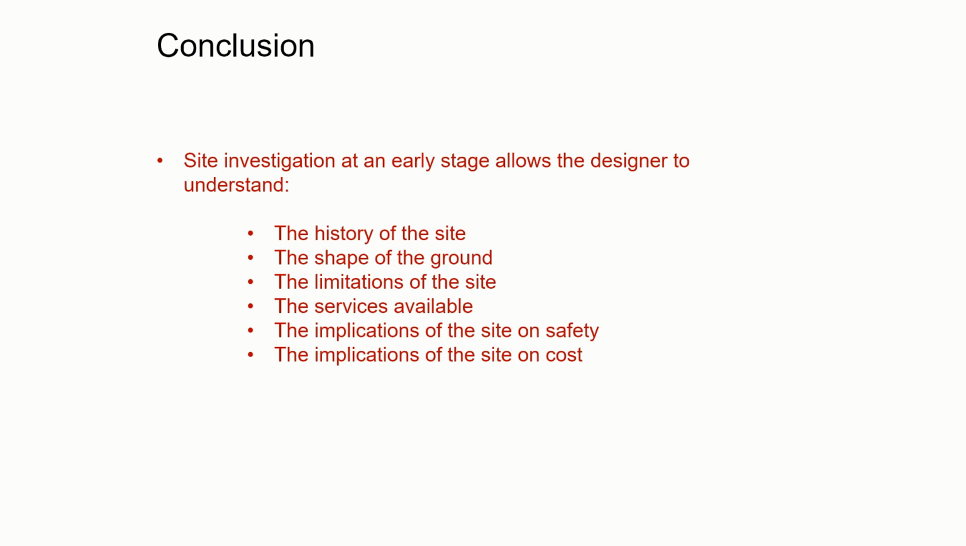It can tell us whether there's services available. So not only if there's services on site which could be difficult to reroute, but if there's services on site that are available for us to use. It can give us information on site safety. Where's the safest place to locate the site? Where's the safest place to work from or to store materials or to access with large machinery? And it can give us information on the implications of the cost of the site. So all of those items would come together to help a designer make decisions at an early stage and inform the start of the design work.